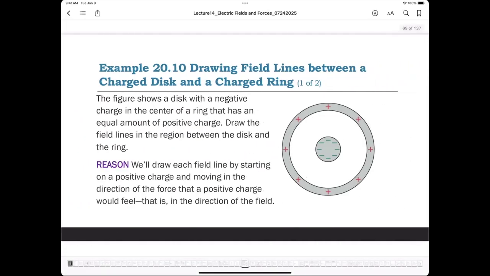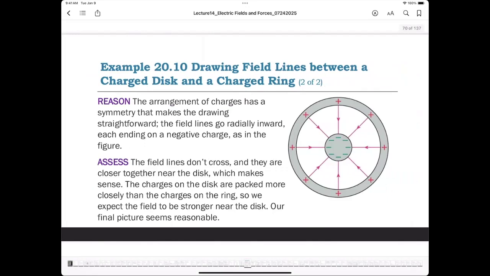Okay. Let's talk about one example, 20.10, drawing field lines between a charged disk and a charged ring. The figure shows a disk with a negative charge in the center, and a ring that has an equal amount of positive charge. Draw the field lines in the region between the disk and the ring. We will draw each field line by starting on a positive charge and moving in the direction of the field that a positive charge would feel. That is the direction of the field.